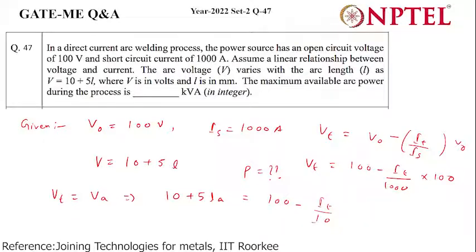So from this equation 1, we can write it as 10 plus 5LA will be 100 minus IT divided by 10. That is VT is equal to VA. This is your VA. Now by solving this equation we'll get IT is equal to 900 minus 50 into LA.